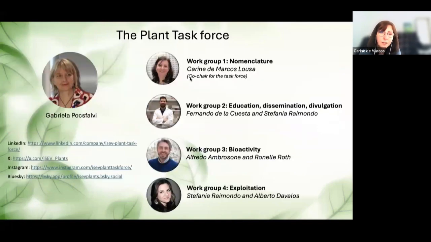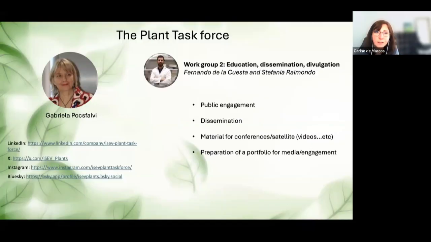So what are we doing? As I said, we have 4 working groups. Working group 1 is on nomenclature, which is led by me. I'm also the co-chair for the task force. Working group 2 is focused on education, dissemination, divulgation, and is led by Fernando de la Cuesta in Madrid and Stefania Raimondo in Palermo. We also have working group 3 on bioactivity, which is led by Alfredo Ambrosone in Italy and Ron Elroth in the UK, and working group 4 on exploitation, which is led by Stefania Raimondo in Italy and Alberto Davalos in Spain.